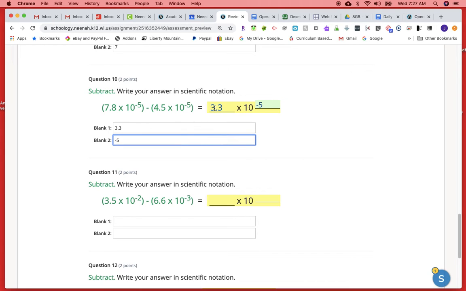Now let's look at our answer. We have 3.3 times 10 to the negative 5th. Look at our coefficient. Make sure it's between 1 and 10, and 3 is between 1 and 10. So this is correct scientific notation.